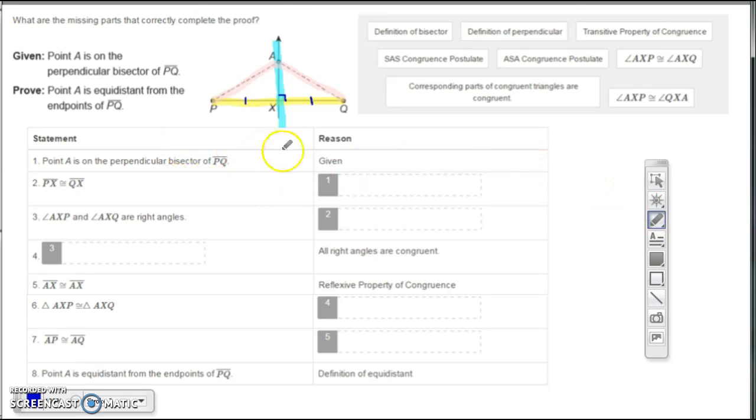Step one, remember in a proof, we've got two columns. We've got the statements and then we've got the reasons. Okay, so the statement is, they say point A is on the perpendicular bisector of PQ. They gave us that information, so that's there.